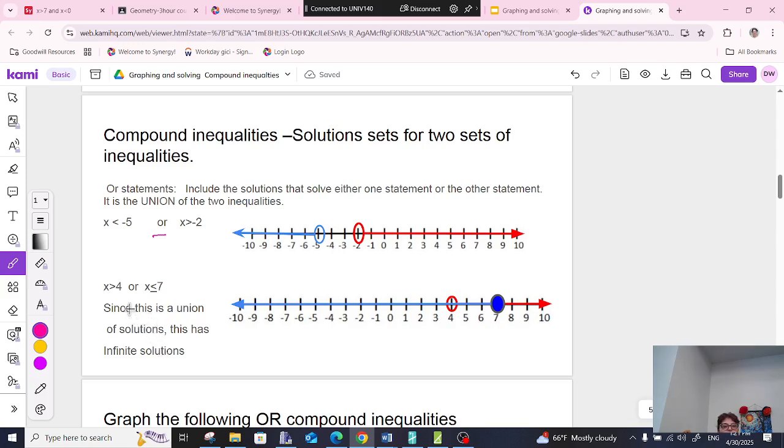Now this one, watch here. X is greater than 4, so I'm going this way, right? But then x is less than or equal to 7, I'm going this way. The whole thing is shaded, right? So we call that infinite solutions because it covered the whole number line. We really wouldn't even need those circles anymore. It would just be an infinite solution like that because they overlapped. Does that make sense?